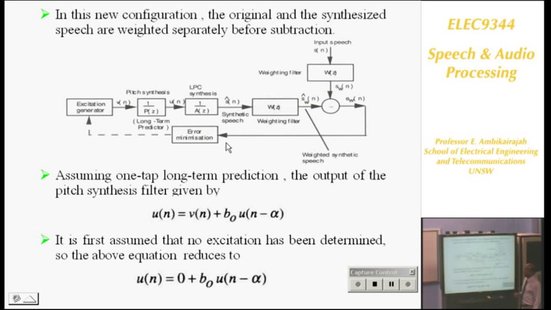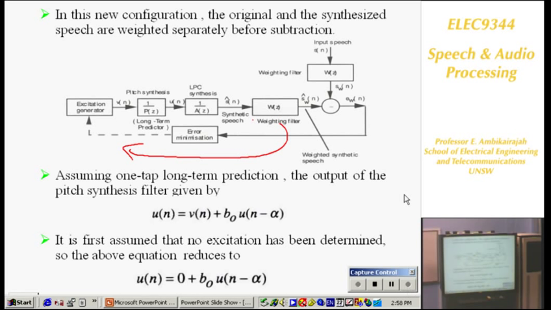Right, so if this is the new structure, how do we do error minimization within the loop? Not doing it individually, but through this loop, we need to do error minimization. Let's look at that as our next equation. So, using this diagram, we can now start to write an equation here.